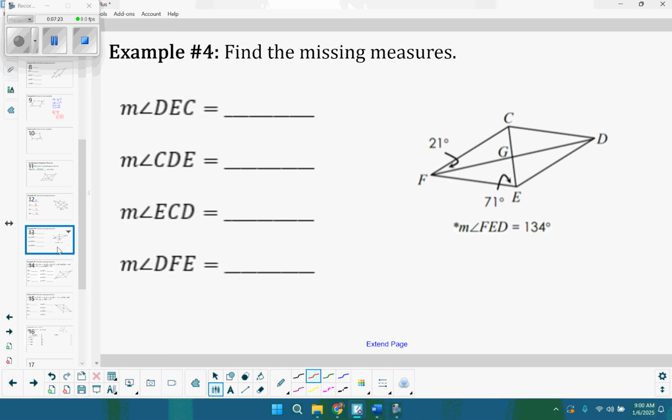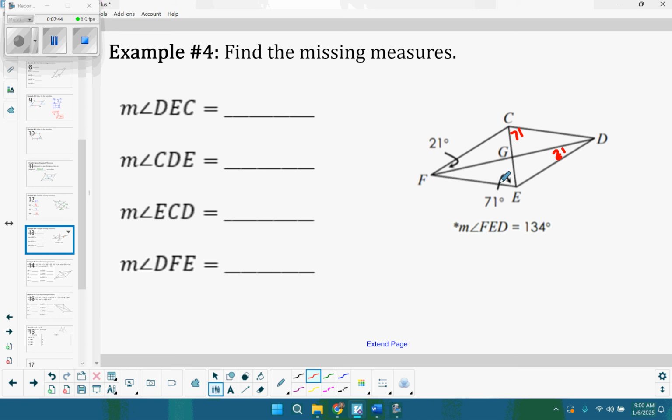Another example we'll do together now focuses on the angles. So I know that the whole opposite angle equals the whole opposite angle. But I also know I have alternate interior angles here. So if this one's 21, this one's 21. If this one's 71, this one's 71.